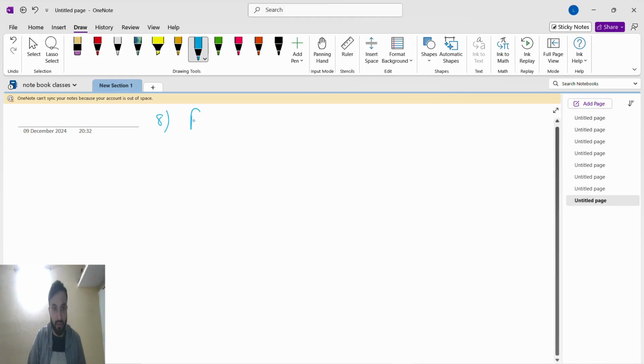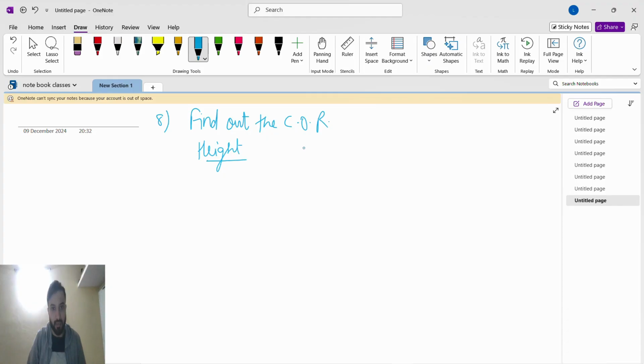Then the last question is question number 8. Find out the coefficient of range for the following data. This side is height and this side is frequency. Height is 10 to 20, 21 to 30, 31 to 40, 41 to 50, and the values 27, 37, 47, 57. Yeah, done.